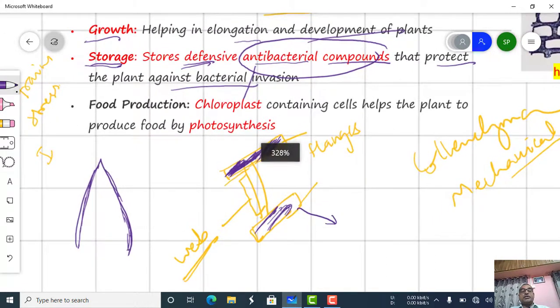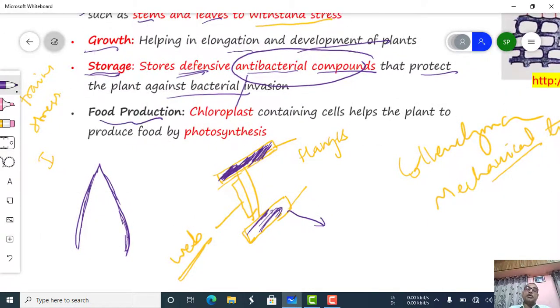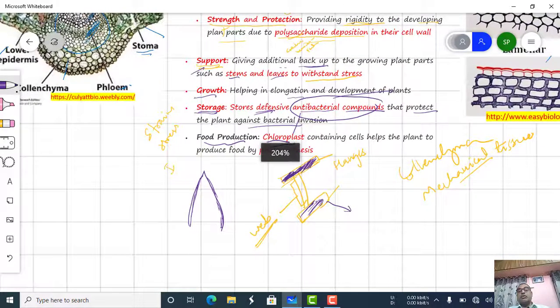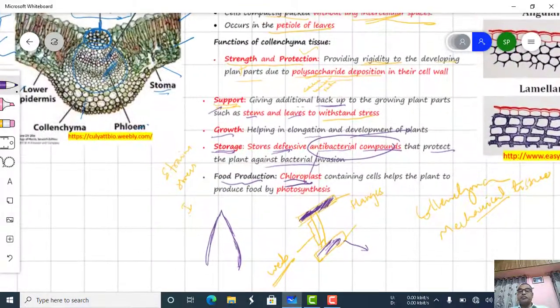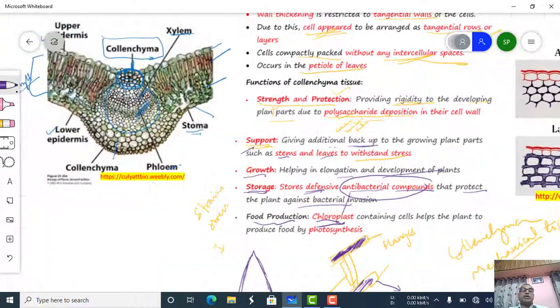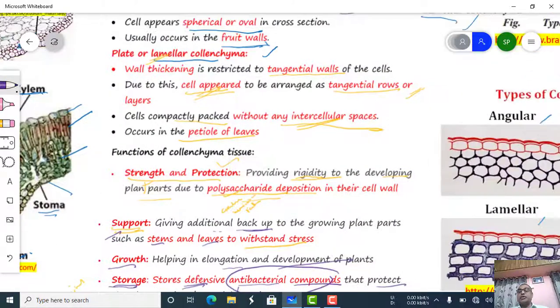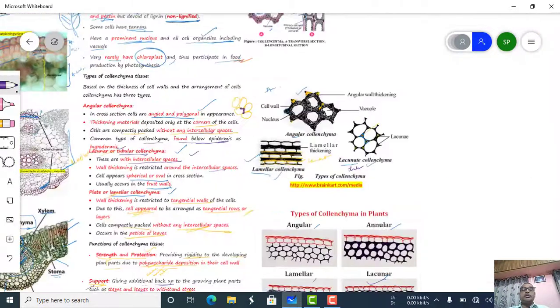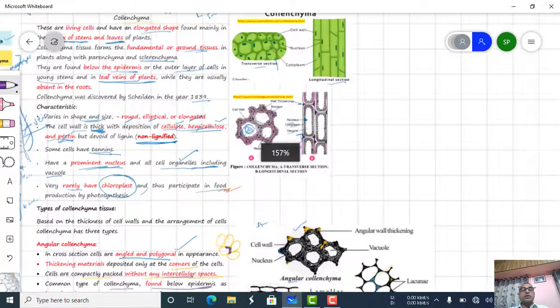And the last function is food production. Chloroplast-containing cells help the plant to produce food by the process of photosynthesis. Very rarely the collenchyma cell contains chloroplasts, and if chloroplasts are present among the collenchyma, then it performs the function of photosynthesis also. So this is about the collenchyma type of cell.